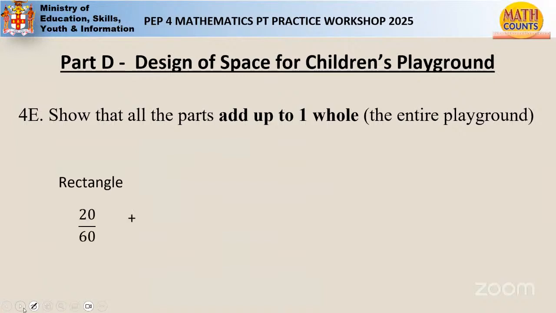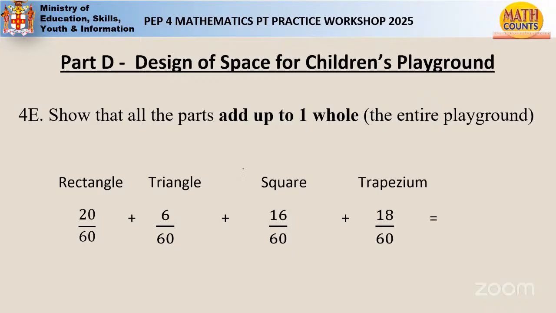So the rectangle was 20 out of 60, and we're adding that to the triangle, which was 6 upon 60, and this is for the first one. Then we're adding the 16 upon 60, and then we're adding the 18 upon 60. And this would give us, who can tell me? When we add up all of these fractions, what would we get? Go ahead and work it out for me and tell me what you would get.